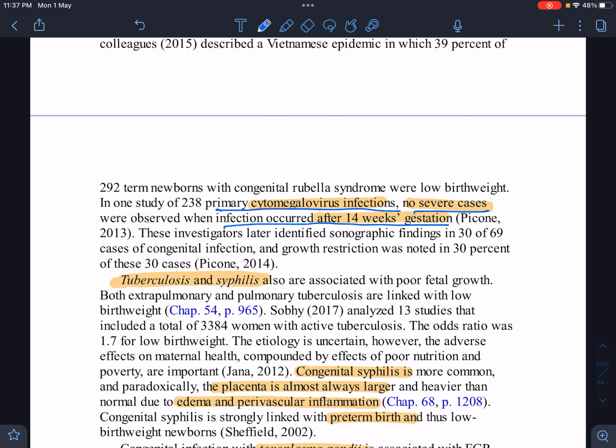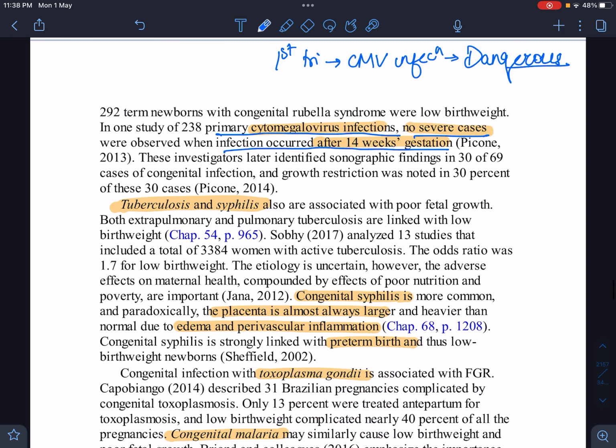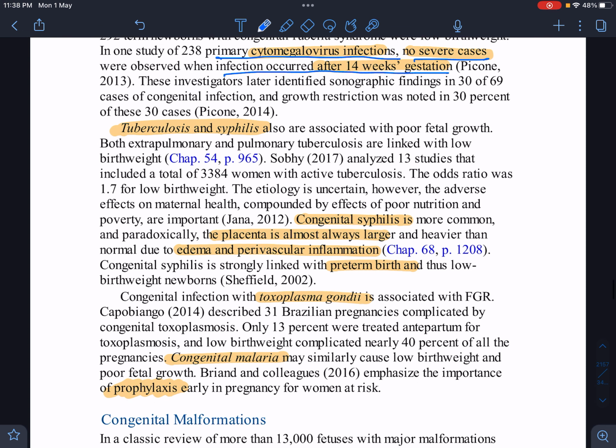In the first trimester, CMV infection is dangerous. Then you have tuberculosis and syphilis, which are also related to fetal growth restriction, low birth weight.